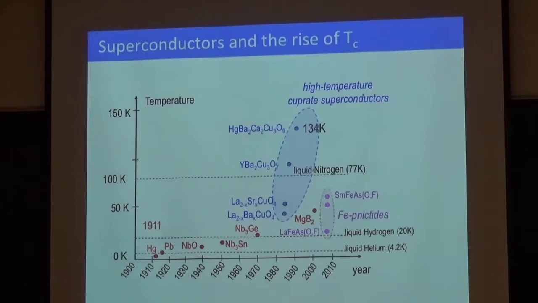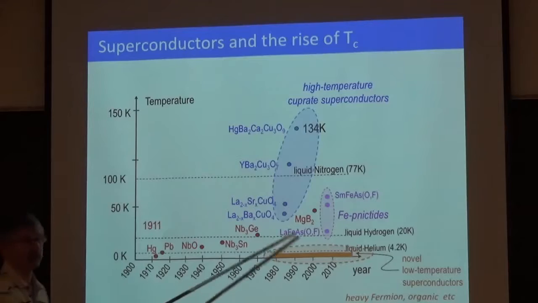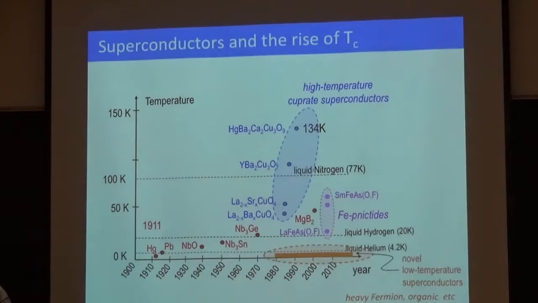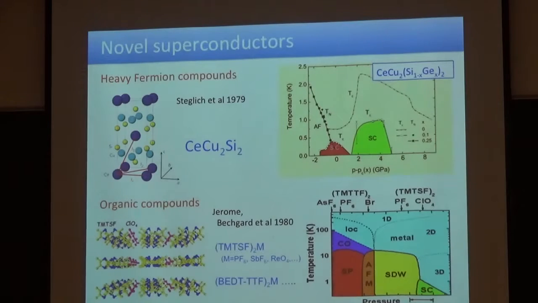Then more recently the iron pnictides. At least the cuprates are for sure unconventional superconductors. The iron pnictides may be unconventional from the mechanism point of view, but they may have also conventional features in there. And then there is some stuff that usually gets forgotten if you look at this graph because it's far down and hardly visible on the scale, and that are the normal low temperature superconductors, heavy fermion, organic, and so on.